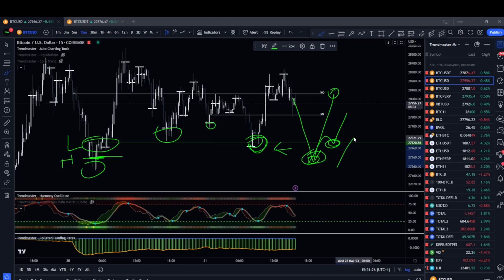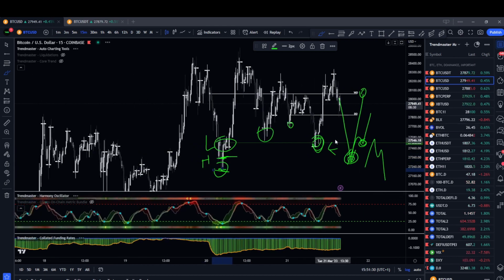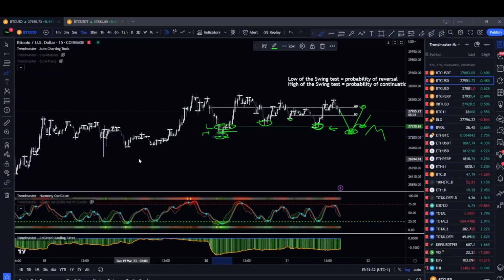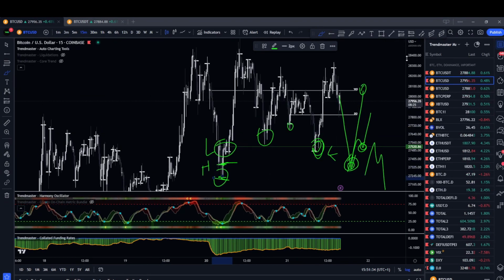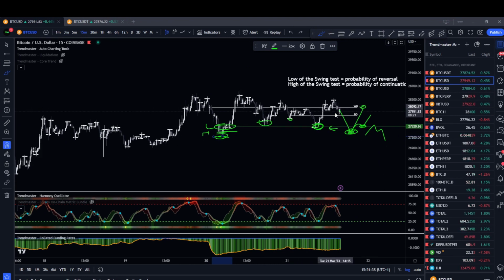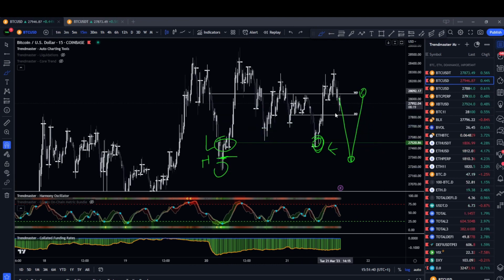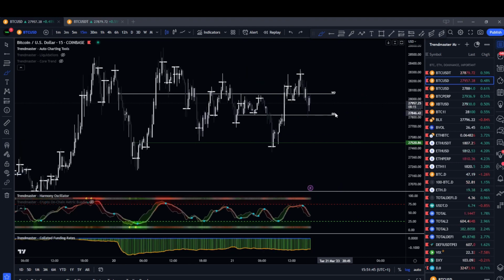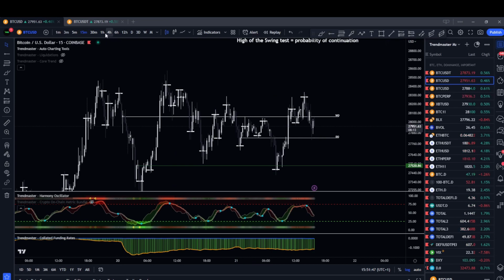If we bearishly retest it and create new lows from that low, that's nothing more than confirmation that we have to come much further back to the left. And this is why we look at it from the low of the swing test to the high of the swing test. It's probability of reversal to probability of continuation. And that's what we're going to be doing over and over and over again. And it's going to be like, yeah, okay, we get it. Like that's what you look for.